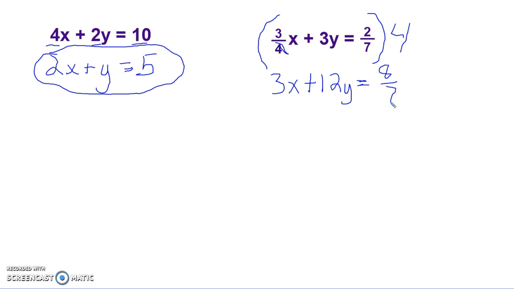Now, that did some stuff for us. However, it did not get rid of absolutely everything that we need to get rid of, because we still have a number that's a fraction. We have this 8/7 as our constant.